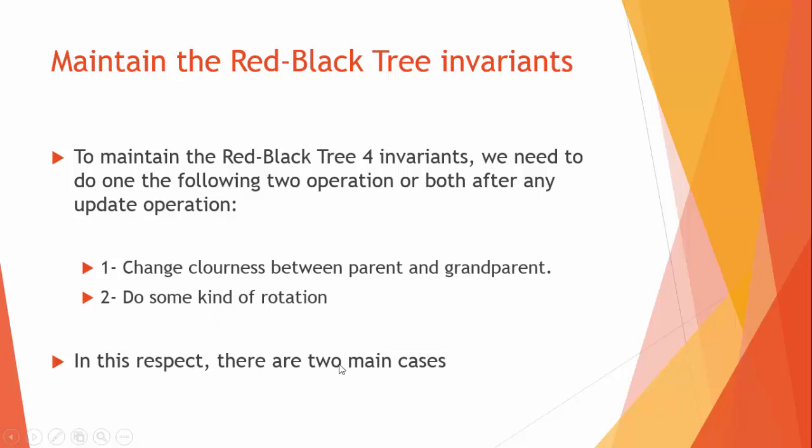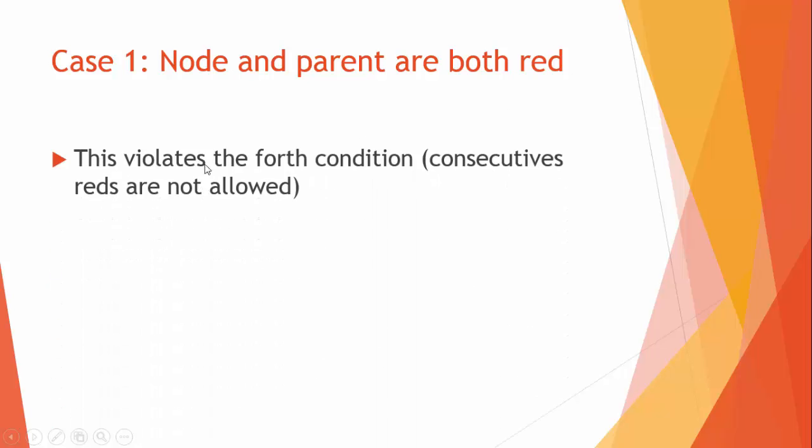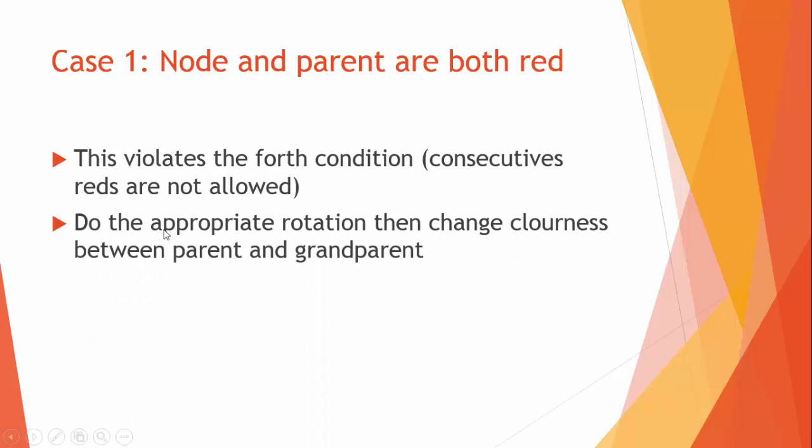In this respect, there are two main cases. Case number one, node and parent are both red. We know that this case violates the third condition. Consecutive reds are not allowed. So what to do? We must do the appropriate rotation according to the pattern: left-left, right-right, right-left, left-right. So we need to do some kind of rotation, either single rotation or double rotation. Then change the colorness between the parent and grandparent.